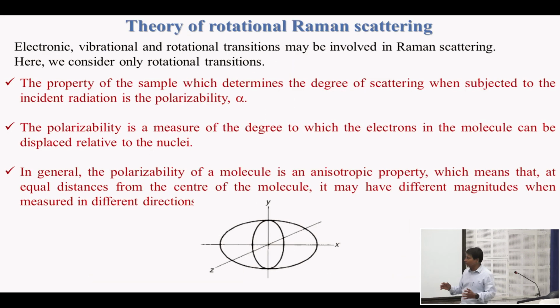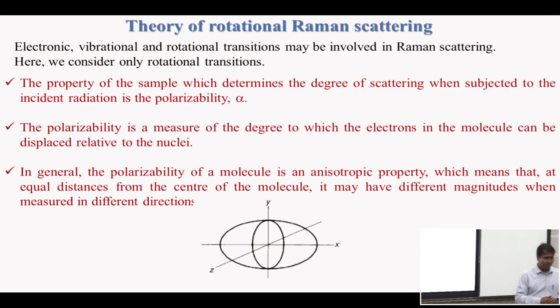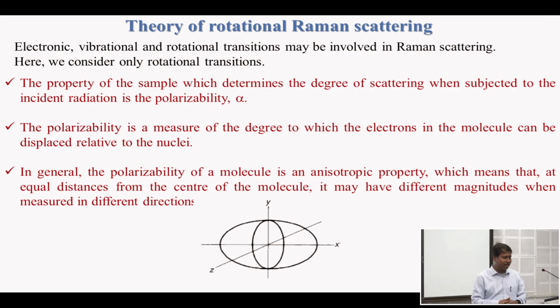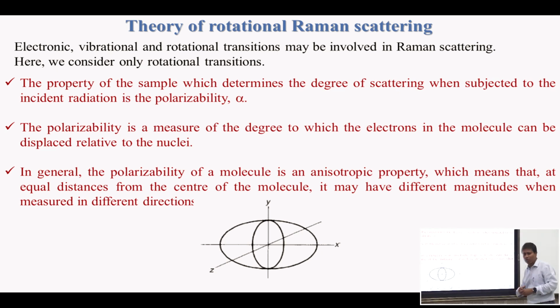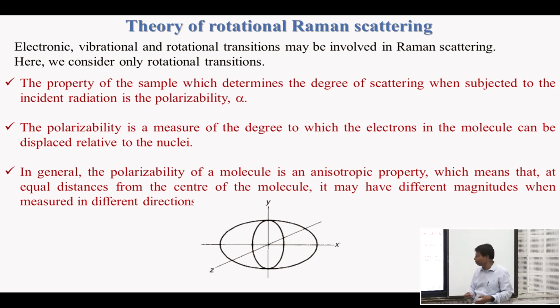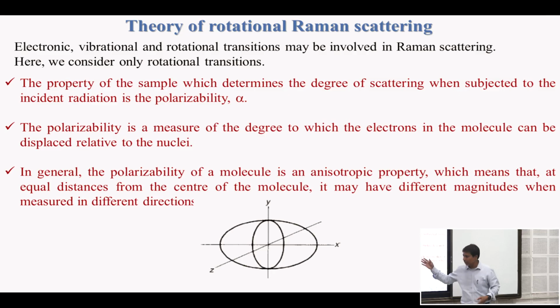So Raman spectroscopy in general is of 2 types. One is vibrational and another is rotational. So we start with the rotational Raman spectroscopy, and the theory is the same for the vibrational except for a few differences.